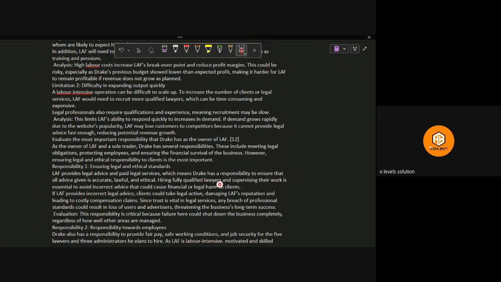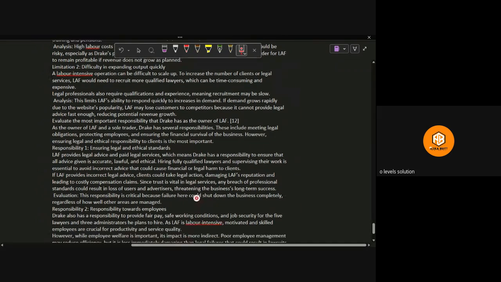Hiring fully qualified lawyers and supervising their work is essential to avoid incorrect advice that could cause financial or legal harm to the clients. If LAF provides incorrect legal advice, the clients could take legal action, damaging LAF's reputation and leading to costly compensation claims, since trust is vital in legal services. That's why it's really important for him to maintain the trust of the customers, because this is a legal business. Any breach of professional standards could result in loss of users and advertisers, threatening the business's long-term success.